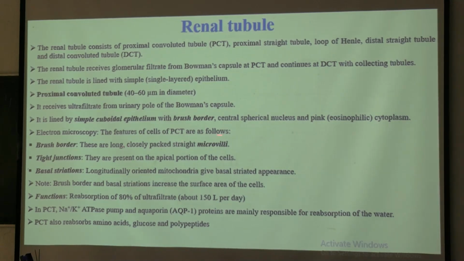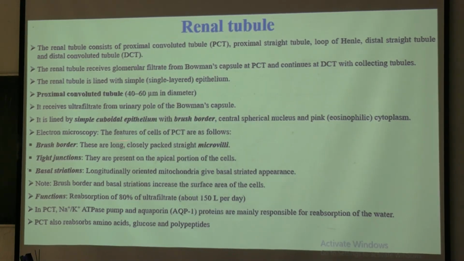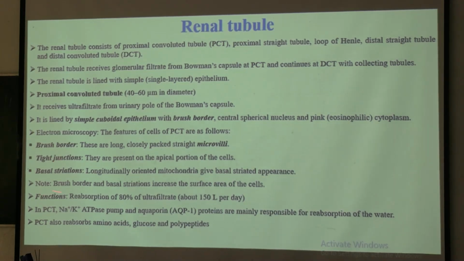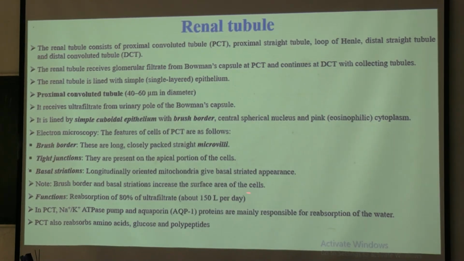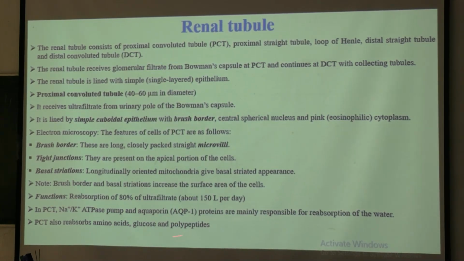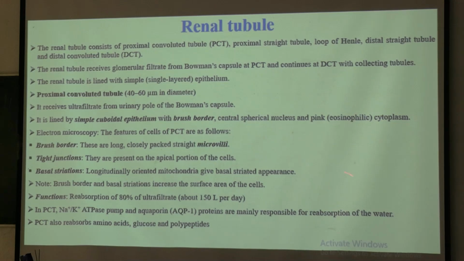Electron microscopy shows the features of cells of the proximal convoluted tubule as follows. There will be a brush border. These are long, closely packed, straight microvilli. There are tight junctions present on the apical portion of the cells. And basal striations, which are longitudinally oriented mitochondria, give a basal striated appearance. Note, brush border and basal striation increase the surface area of the cells for absorption. Function is reabsorption of 80% of the ultrafiltrate, that is about 150 liter per day. Okay, 150 liter per day absorption occurs in the proximal convoluted tubule.